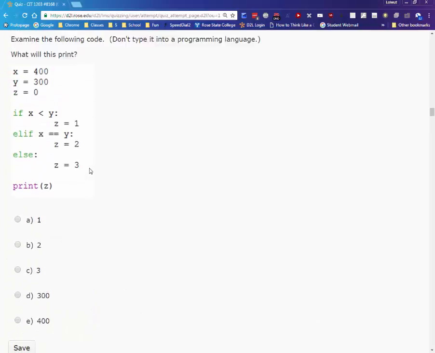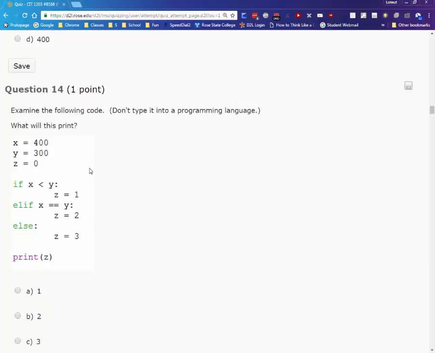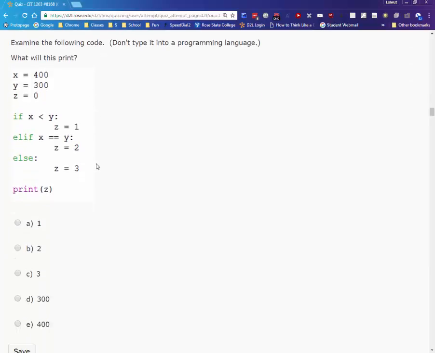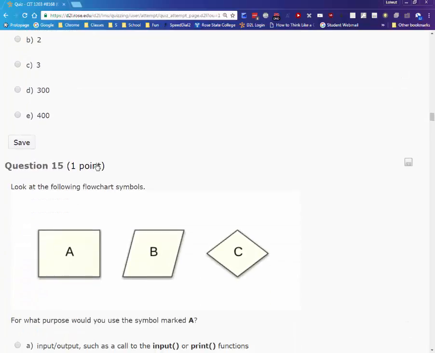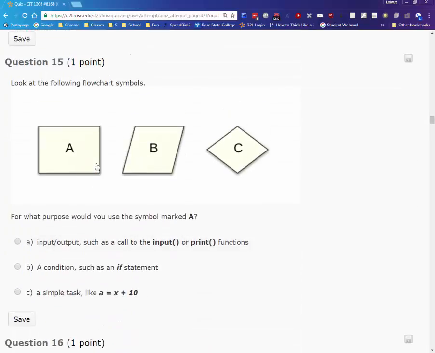Some of these you could type into Python now that you've already done the exam and just see the answer and try to figure out why. But most people got these right. Most people got the flowchart symbols correct, but if you need a review, the rectangle is a simple task. It's called a process block. So if you're going to do math, a is equal to x plus 10, that goes in a rectangle.